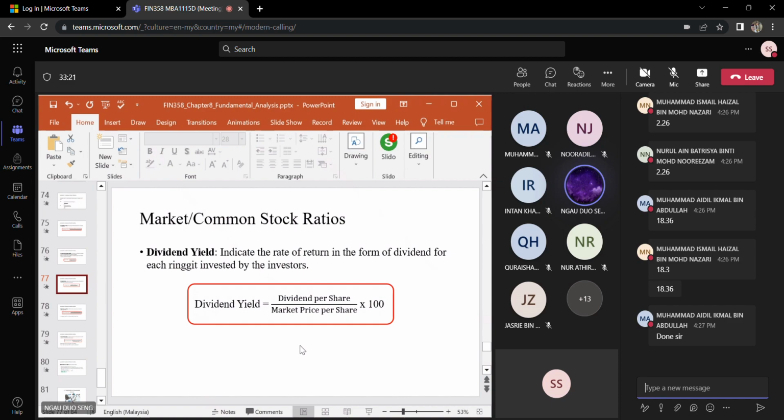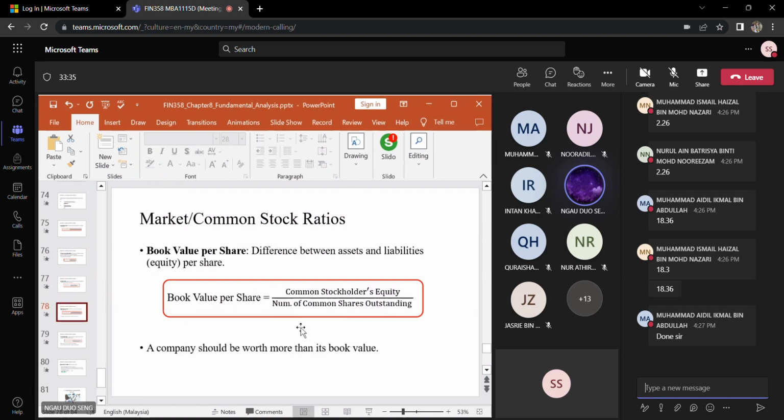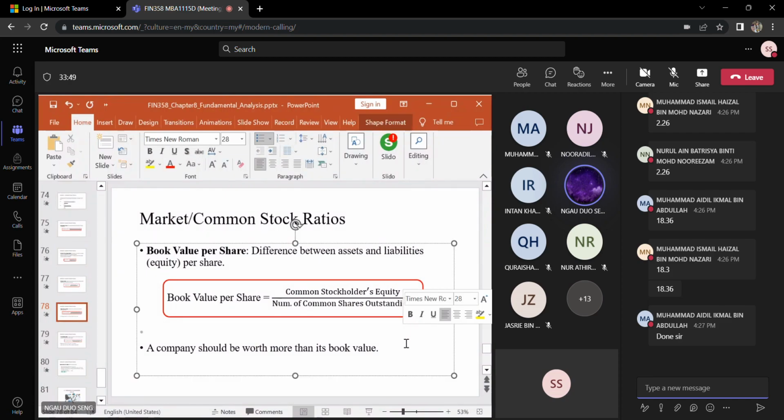Here we indicate the rate of return in the form of dividend for each ringgit invested by the investors. So we have dividend per share divided by market price per share, darab 100. And then we have book value per share, the difference between assets and liabilities per share. So we have common stockholders' equity divided by number of common shares outstanding.